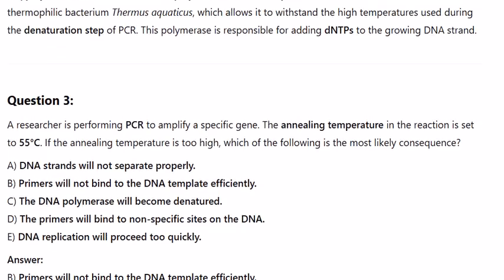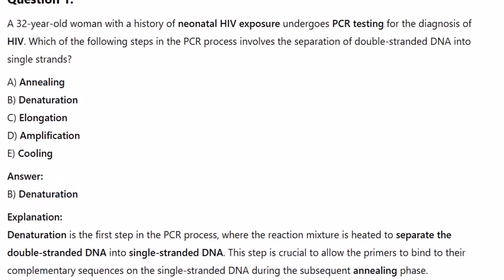Here are 4 high-yield USMLE-style questions focused on polymerase chain reaction, its steps, and clinical applications. Question 1. A 32-year-old woman with a history of neonatal HIV exposure undergoes PCR testing for the diagnosis of HIV. Which of the following steps in the PCR process involves the separation of double-stranded DNA into single strands?